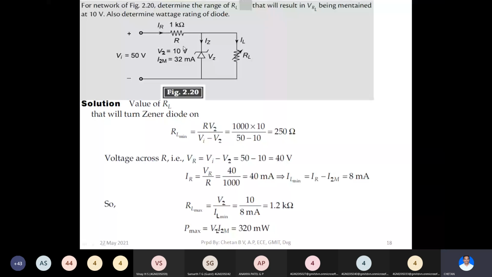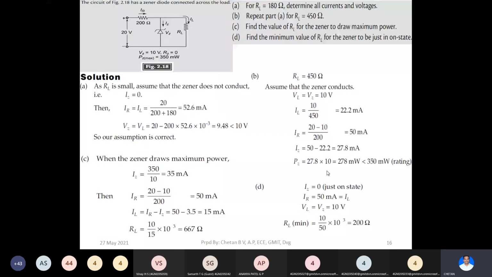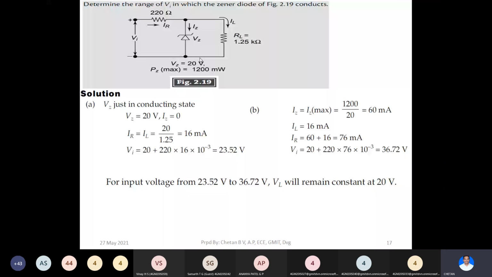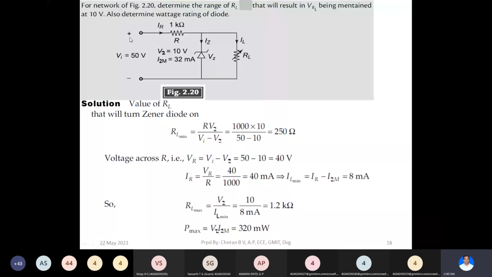So there are only three possible cases for any problem on this Zener diode. The first one is to find out all currents and voltages, which is the first problem. The second case is you need to find out the range of Vi, which is based on line regulation. So these types of problems will be based on line regulation. And the third case is you need to find out the range for RL. These types of problems will be based on load regulation, the minimum and maximum value of RL.